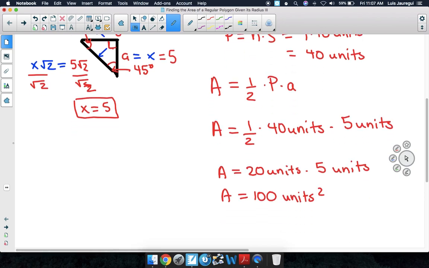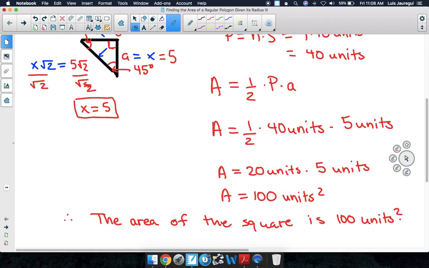And that's indeed the area of the square, so we can say therefore the area of the square is 100 square units. And that's how we can find the area of a regular polygon given its radius.